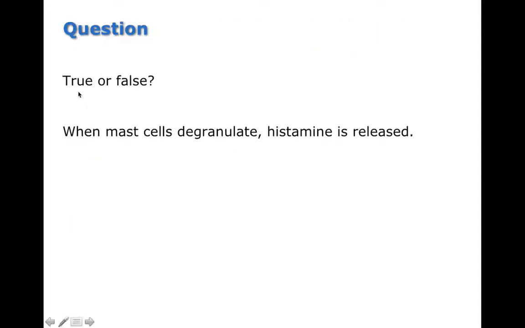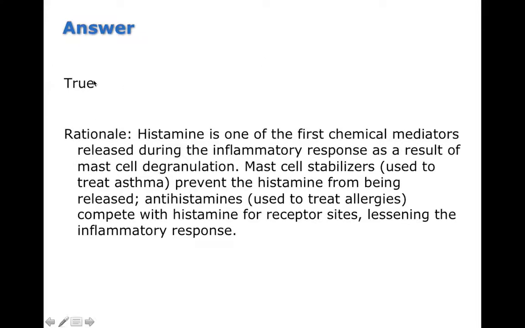Now the question here says, true or false, when mast cells degranulate, histamine is released. And we just talked about how that's true, right? Histamine is one of the first chemical mediators released during the inflammatory response. And mast cell stabilizers, things that are used to treat asthma, basically are antihistamines, right? They prevent histamine from being released. And we can use antihistamines to treat allergies, not cure them, but treat them, because this is going to help to diminish the signs and symptoms of the allergic reaction.